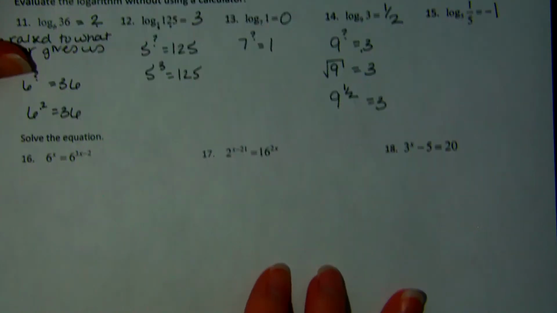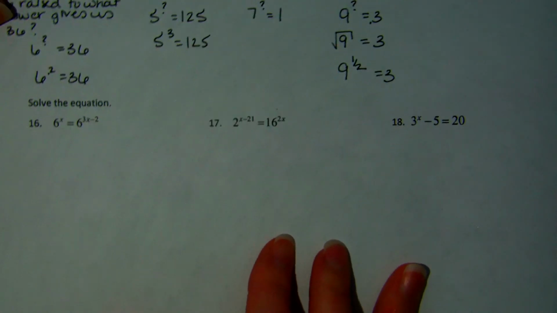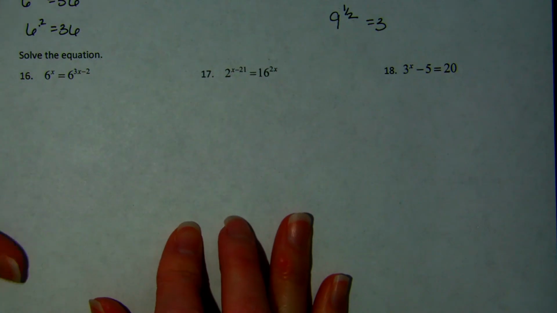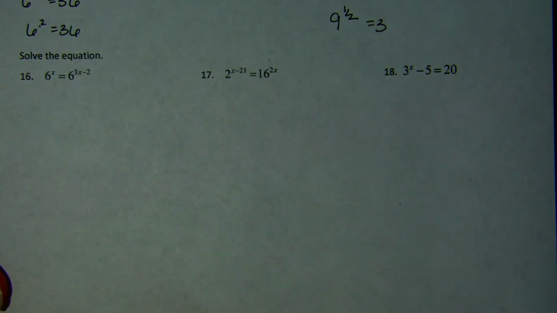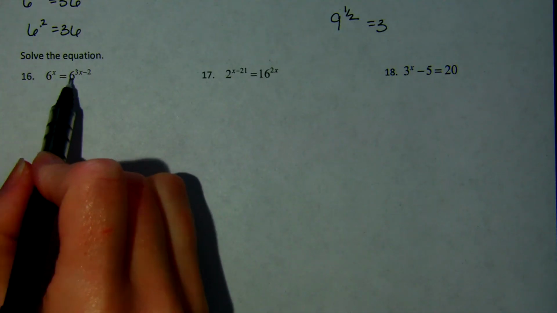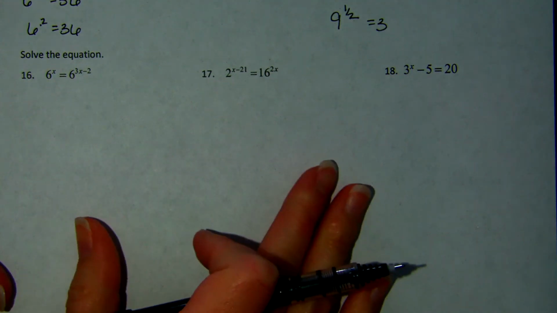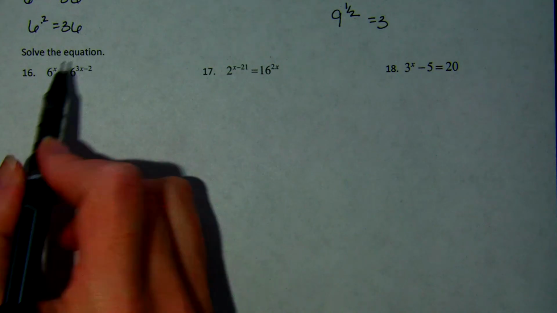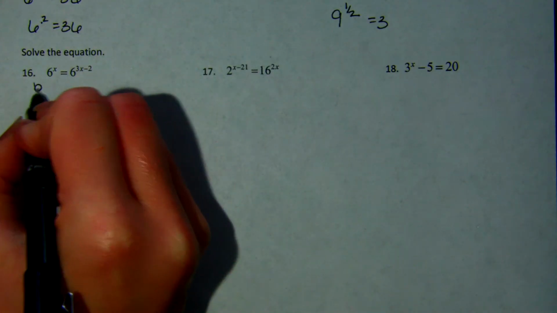All right, guys, we are solving exponential equations for 16, 17, and 18. And remember that you solve exponential equations by taking the log of both sides. Sometimes you need to get the thing with the exponent alone first. Sometimes it's already alone. If I look at this expression right here, I have a 6 with an x and a 6 with a 3x minus 2. There are 2 exponential expressions in this equation, and the bases are 6.